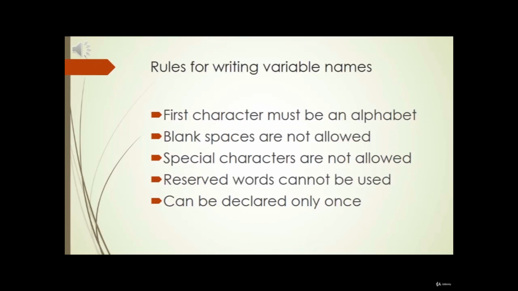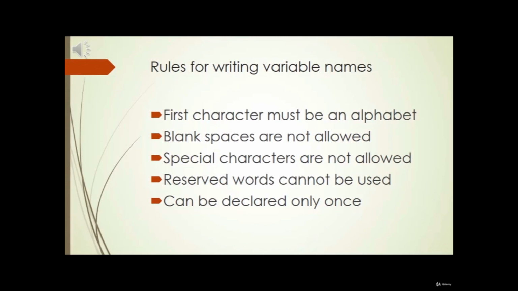a variable name consists of alphabets and digits. So there are some rules for assigning the variable names. These are: the first character of the variable name must be an alphabet character. Underscore can be used as the first character of a variable name. Blank spaces are not allowed in the variable names.